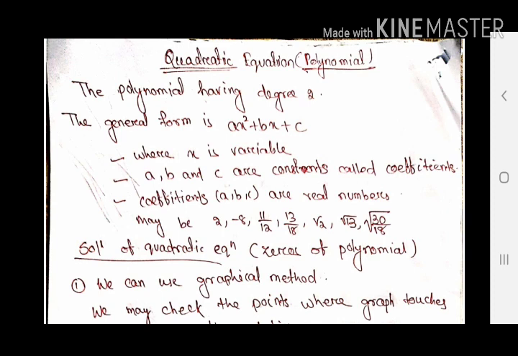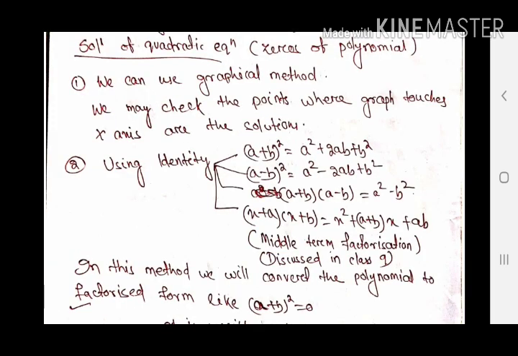Then the solution of a quadratic equation, which we can also call the zeros of the polynomial. We can find the zeros using the trial and error method, meaning putting 1, putting 2, 3, or by making a graph. The most common and simple method is the factorization method.